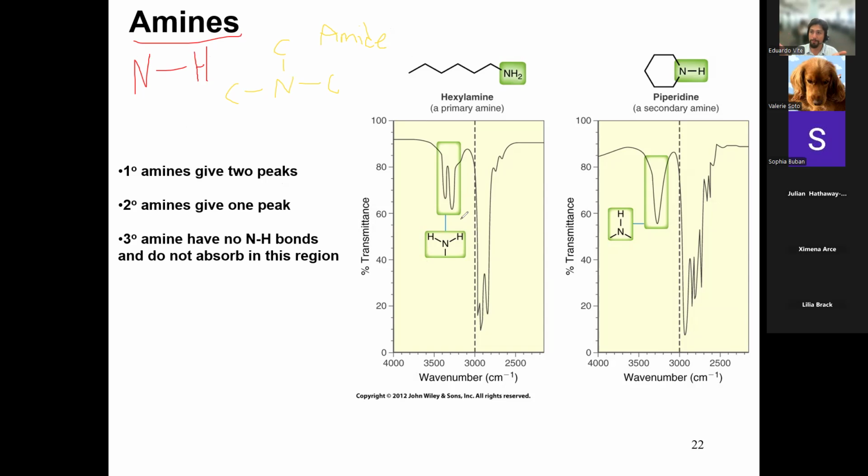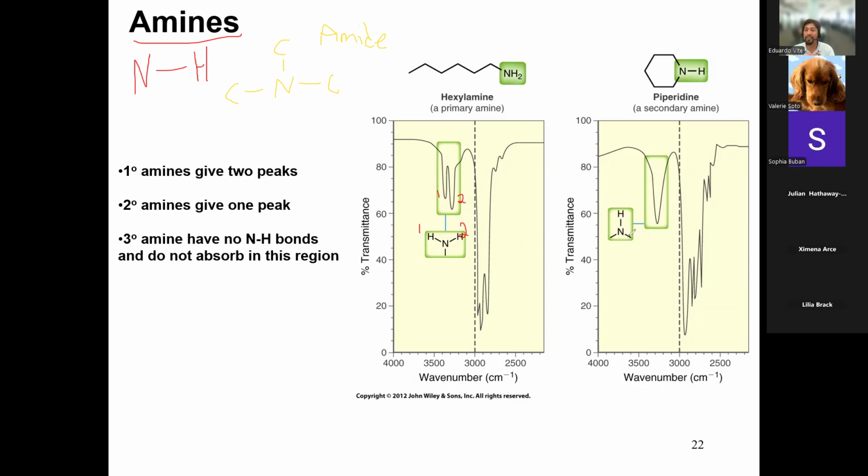Nitrogen hydrogen is polar, so it's going to be found at around 3000 to 3300. And this is what's really cool about it. Depending on how many nitrogen hydrogens you have, so for example, for hexylamine, you can see here in the middle one, you have two nitrogen hydrogen stretches. So therefore, you're going to have two peaks. You're going to have one right here, and you're going to have two right here. And you can see there's one and there's two.